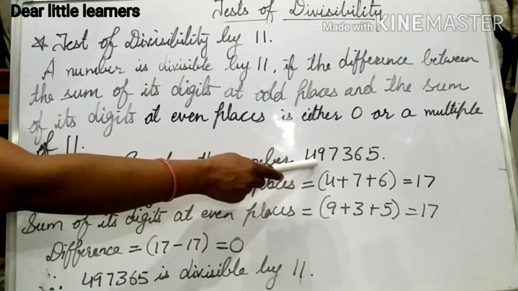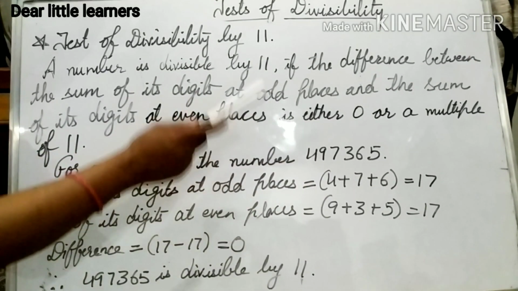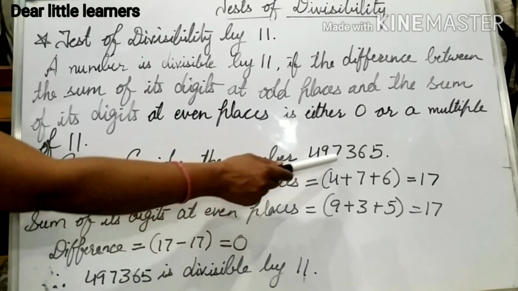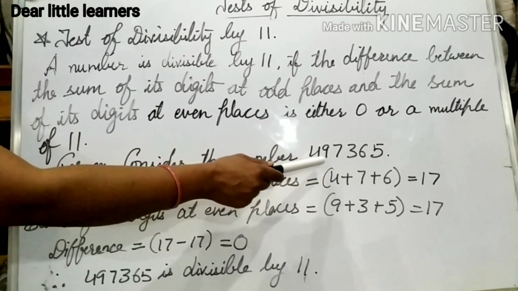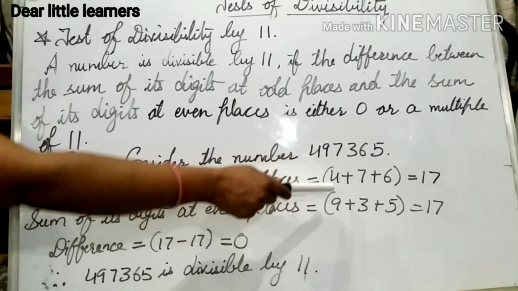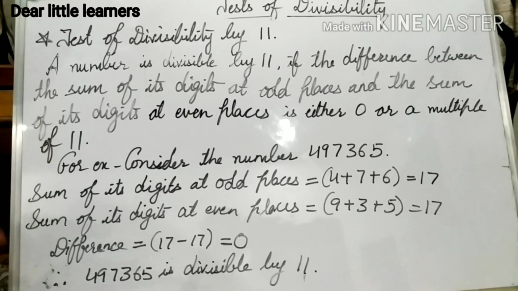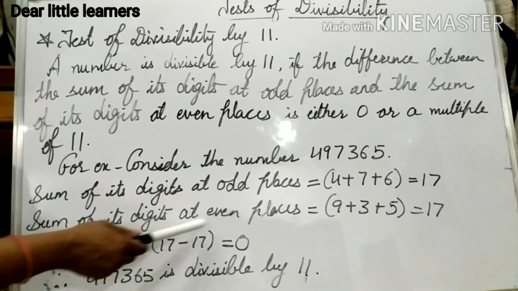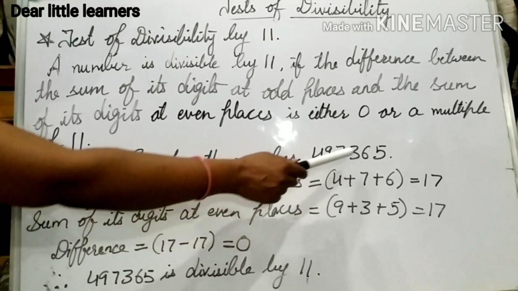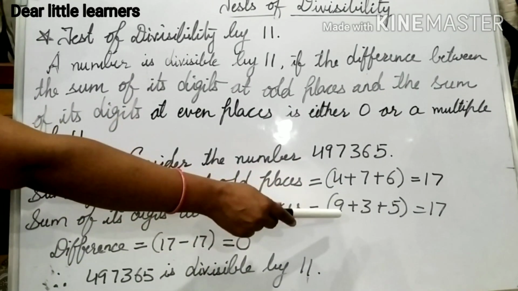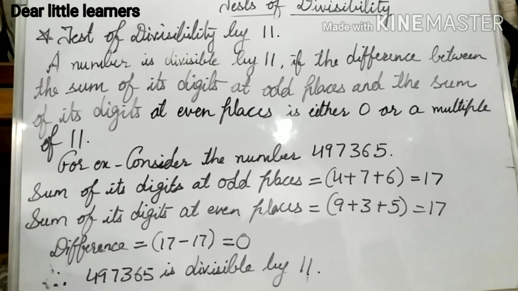Now we will take the numbers. We will find the sum of the digits which are at odd places, that is first, third, and fifth. That is 4, 7, and 6, and we got the answer 17. Similarly, separately, we will find the sum of the digits at even places, that means second, fourth, and sixth. So we added 9, 3, and 5, and again we got 17.